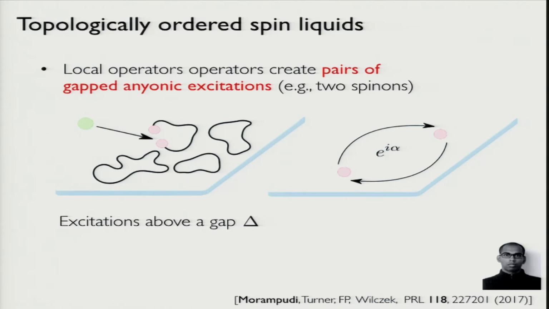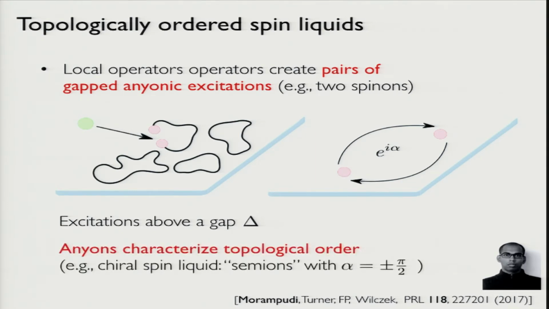Good. So this is the underlying assumption, and I assume that all this happens only above a certain energy gap. So why am I interested in looking at these exotic particles? Namely, these particles say something about the underlying topological phase.